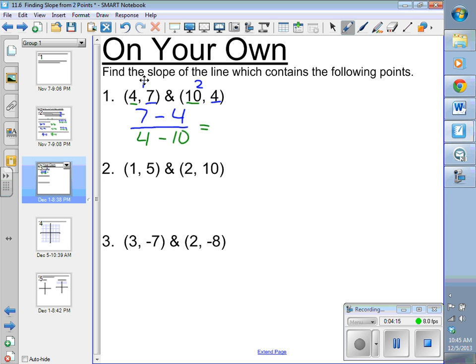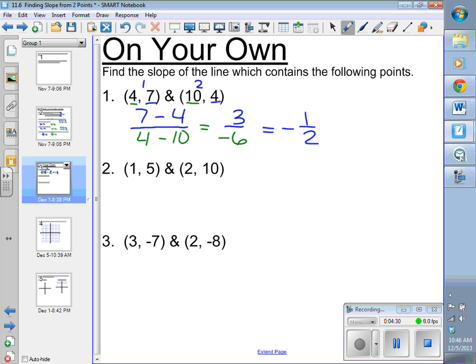We'll do 4 minus 7 is negative 6. And 7 minus 4 is 3. When I simplify it, I get negative 1/2. Hopefully you got the same thing.